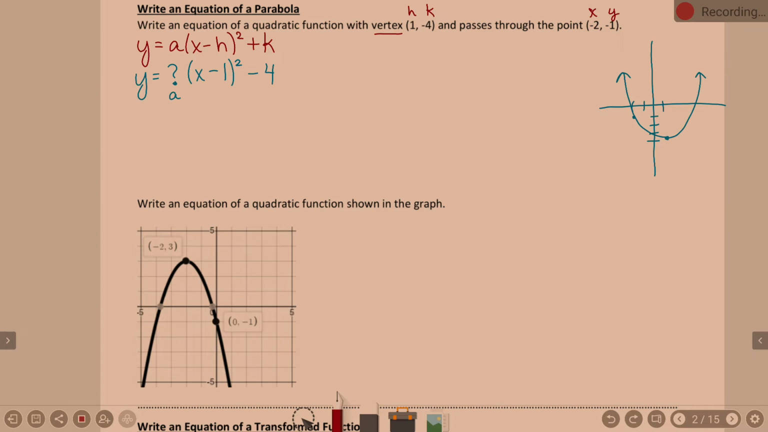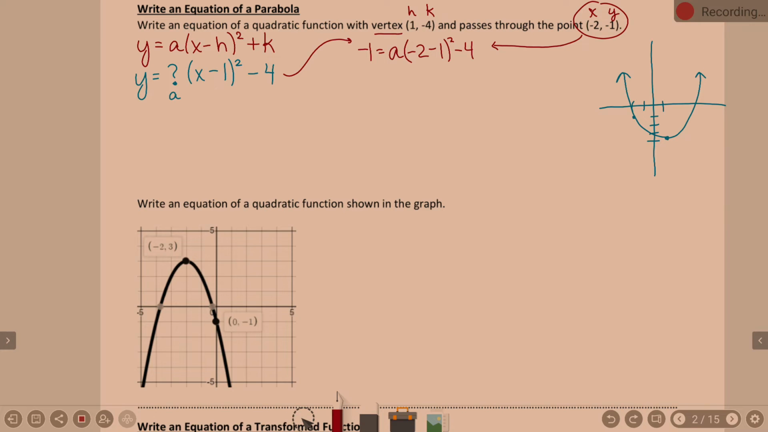Okay, that's our plan here, is that we're going to take this equation I have right here, and we're going to plug in x and y. And our job is hopefully going to be to find A then. So it says y equals, for y I'm using -1, equals A, which is what I'm trying to find. That's my variable at this point. Times x. What am I using for x? -2 minus h, which was already -1, quantity squared, plus k, which was already my -4.